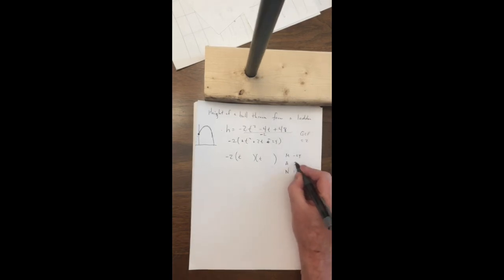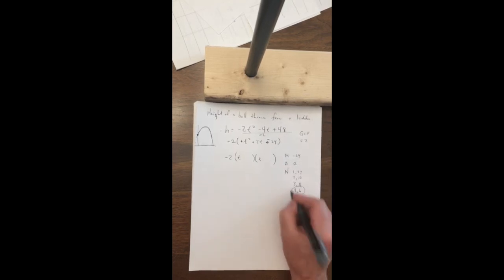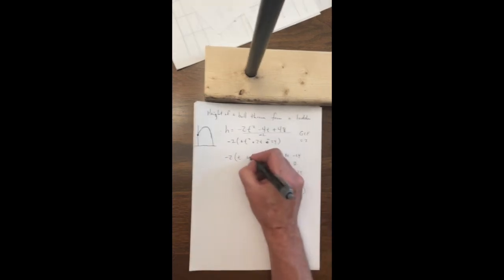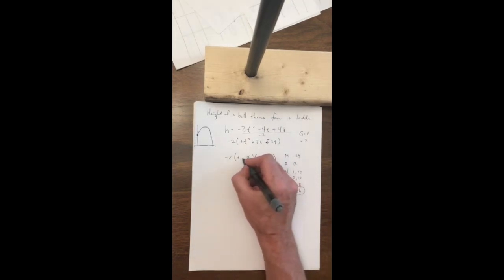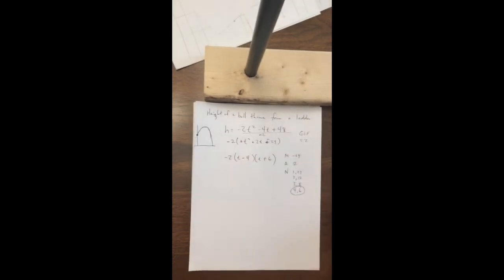I know 1 and 24 won't get me there. 2 and 12 won't get me there. 3 and 8 won't get me there. 4 and 6 will get me there. So it's a 4 and a 6. To get to 2, it's going to be negative 4 plus 6.